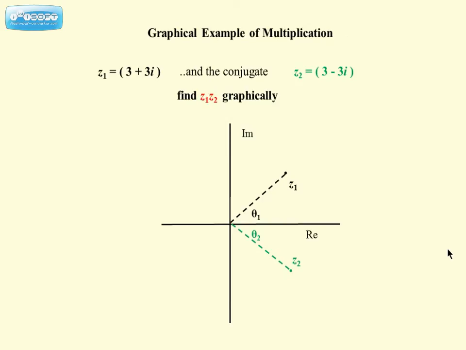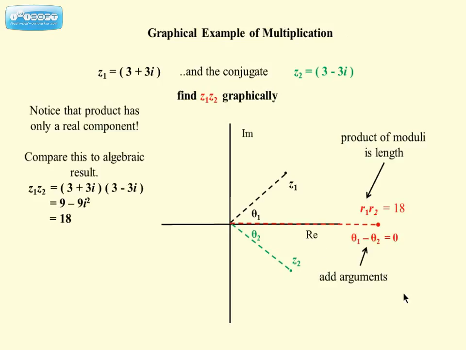Find z1 times z2 graphically. Well, we have to multiply the moduli. In this case, each one is radical 18. So r1 times r2 is 18. We add the angles. Well, theta 1 is the opposite of theta 2, so that becomes 0. And I want you to notice that when you multiply the conjugates graphically, we end up with just the real number, just as we do when we do this algebraically.